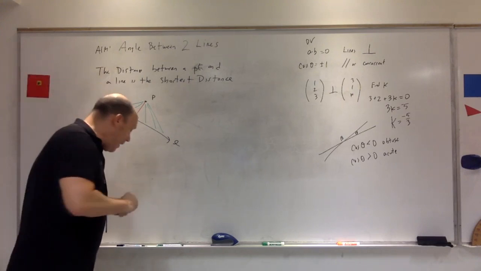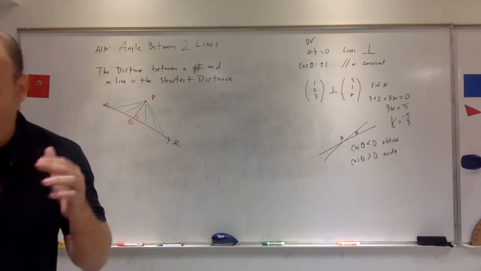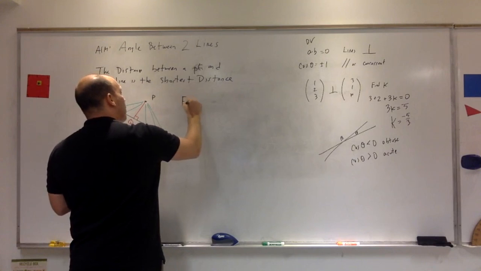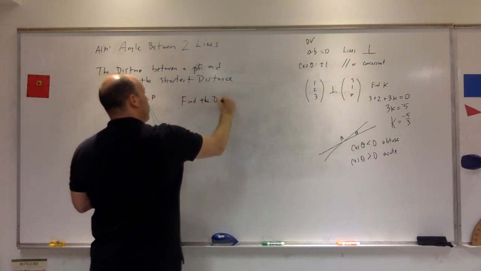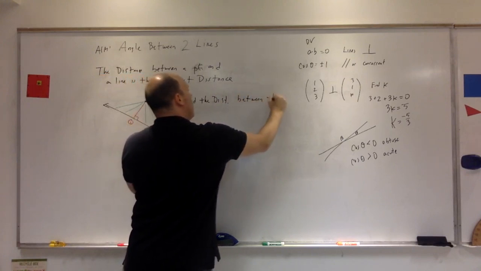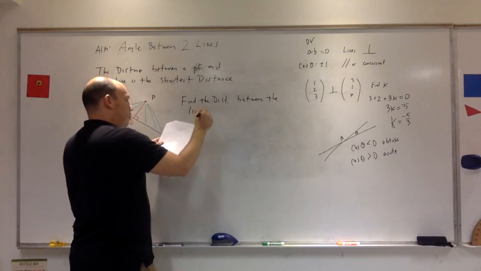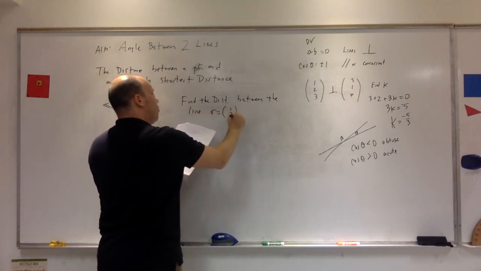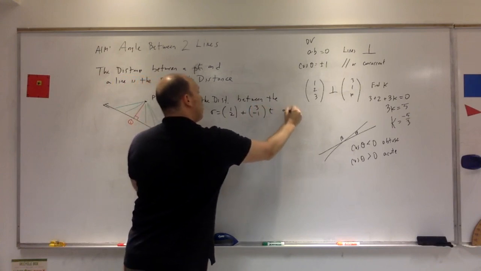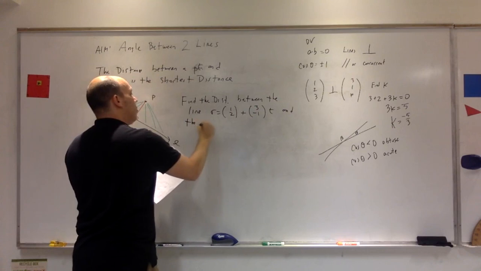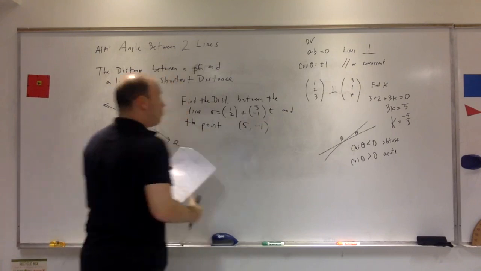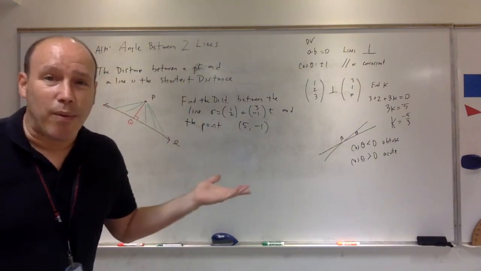Now, I'm going to keep this strictly in the world of vectors. So let's see. Find the distance between the line r equals (1, 2) plus t(3, negative 1) and the point (5, negative 1). Okay, so let's use our diagram that we have over here.